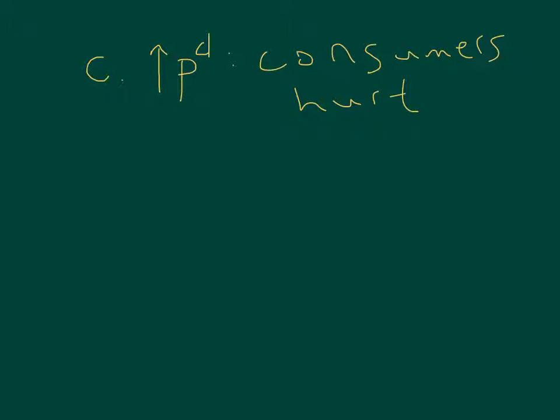Part C asks whether consumers are helped or hurt. Well, I mean, the demand price went up, so consumers are hurt. It asks, are producers helped or hurt? Well, the supply price went down, so producers are hurt. So a tax hurts both kinds of economic agents that participate in the market, both consumers and producers.